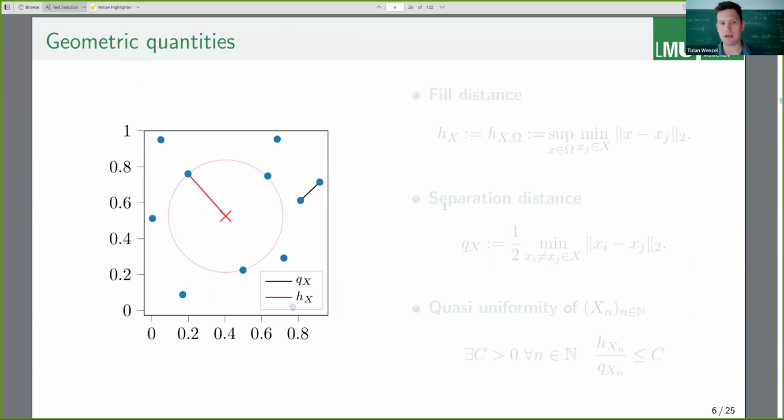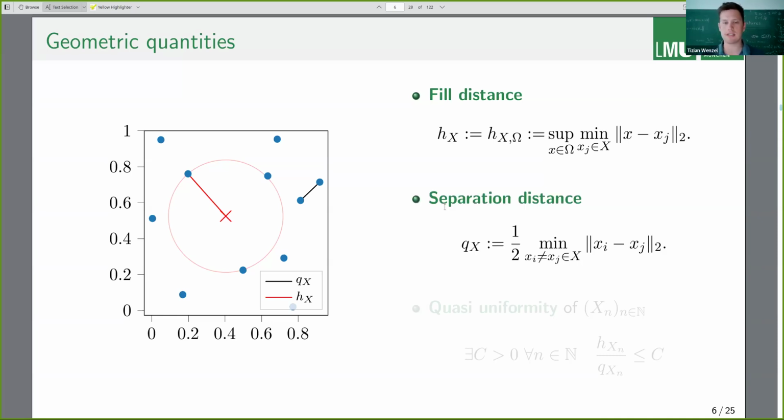And with this, I would like to introduce some geometric quantities, which are helpful for the theory, and I will also comment on them briefly. So first of all, we will need the notion of a fill distance. This really measures how well my data points fill the domain. Then we also have the separation distance. This means how close the points are packed together, like the smallest distance between them.